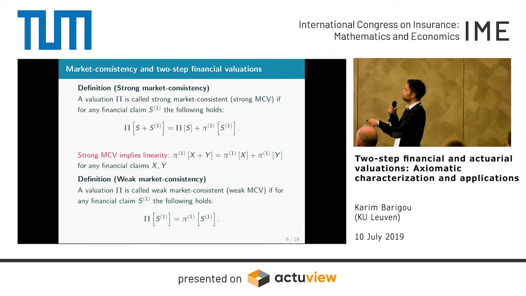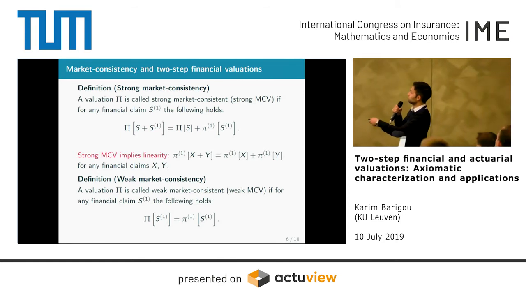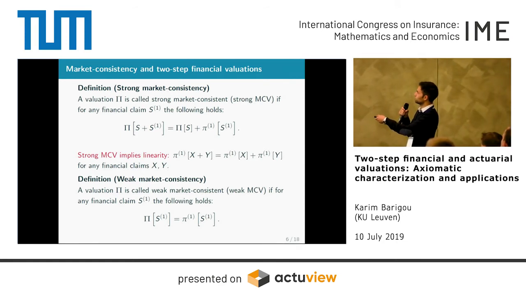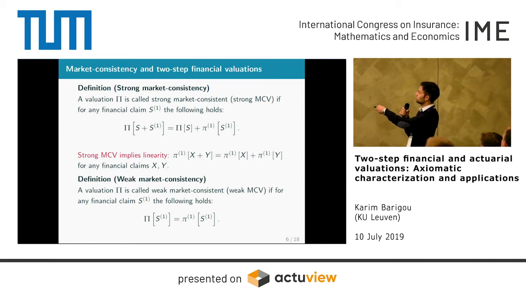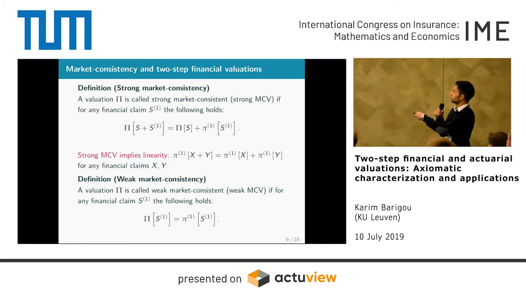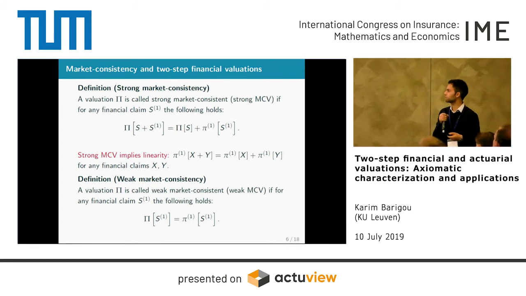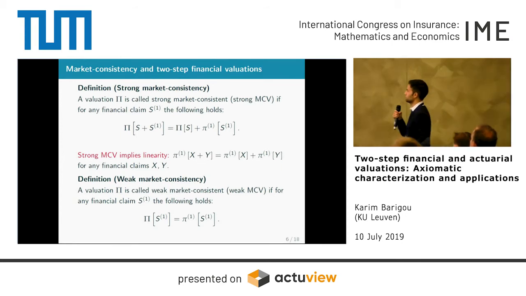financial claim S1 and you want to price S plus S1, this is the value of S plus the financial pricing rule for S1. Typically, the classical setting would be if here you have something that you can hedge, and then you add it, then you should have the expectation under Q for this S1. But the problem with this definition is that strong market consistency directly implies linearity. If you have this expression, you can find this linearity condition.